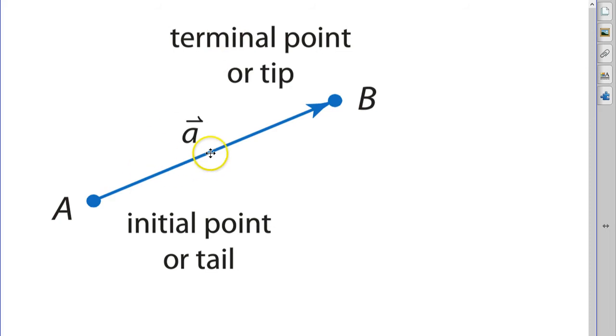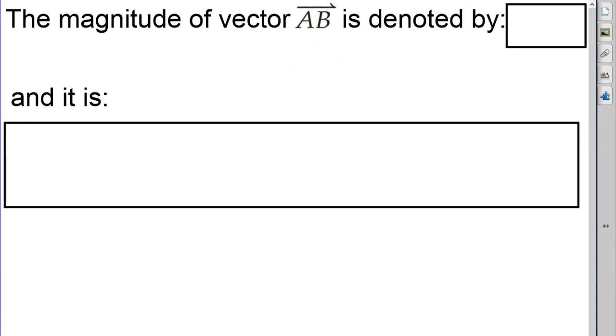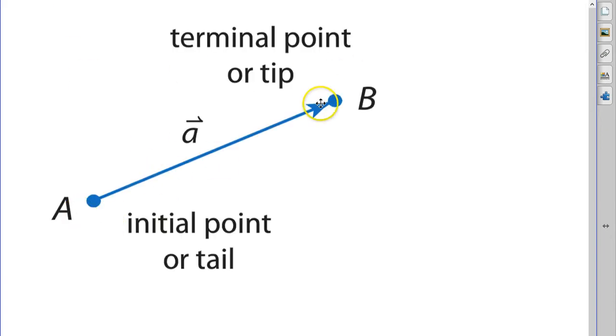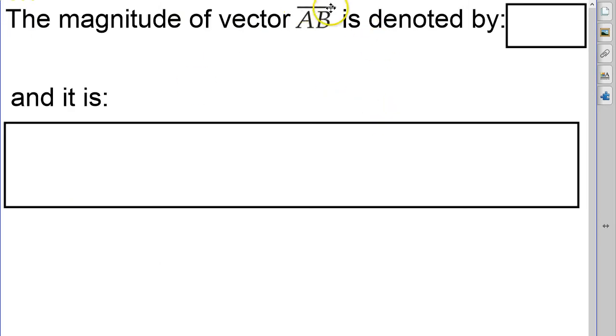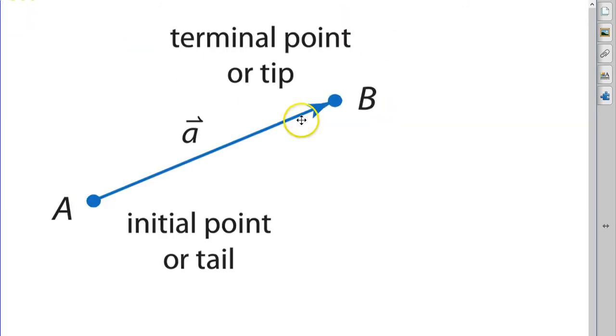Another thing notation-wise is that if you see a lowercase letter with this little half arrow over it, that means you're also talking about a vector. If you do the two-letter name, which is what we've got here, capital A, capital B, you can put the same little arrow over it, or you can just give a single lowercase name, lowercase a.